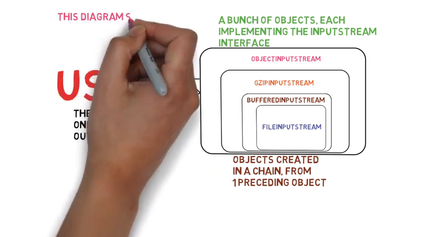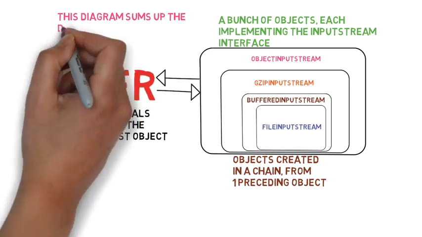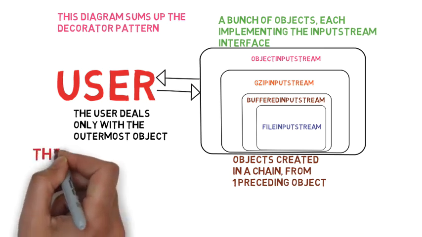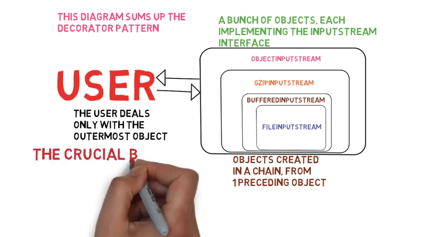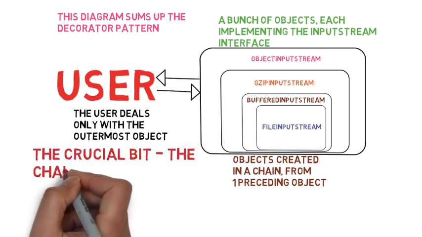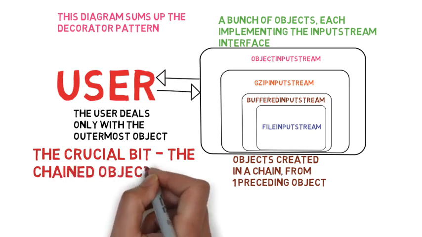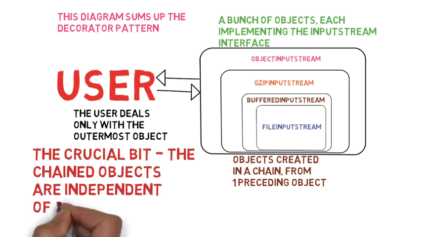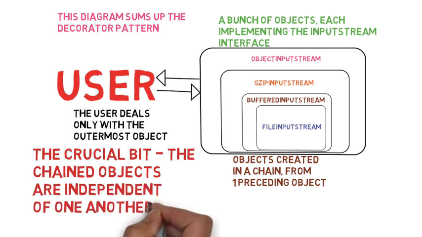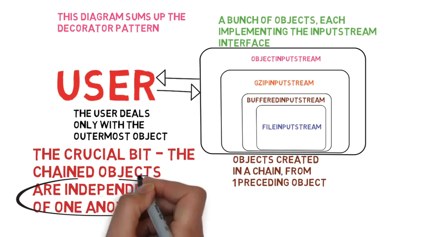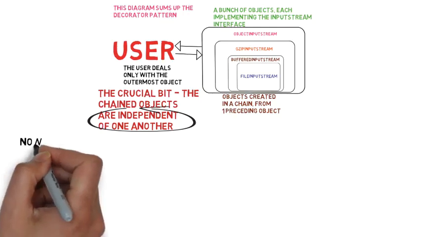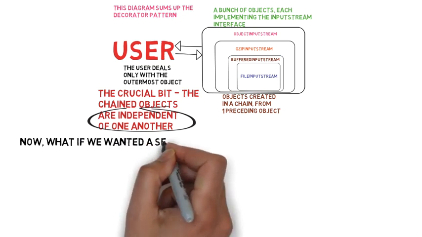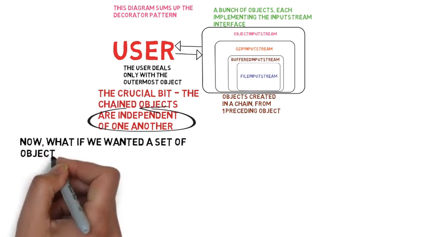This diagram sums up the decorator pattern. There is one important thing to remember as a part of the decorator pattern. And that is that all these chained objects, the object input stream, gzip input stream, and so on, are independent of one another. They do not depend on each other for any information or anything else. Now, instead of this being true, what if you wanted a set of objects which look like this?